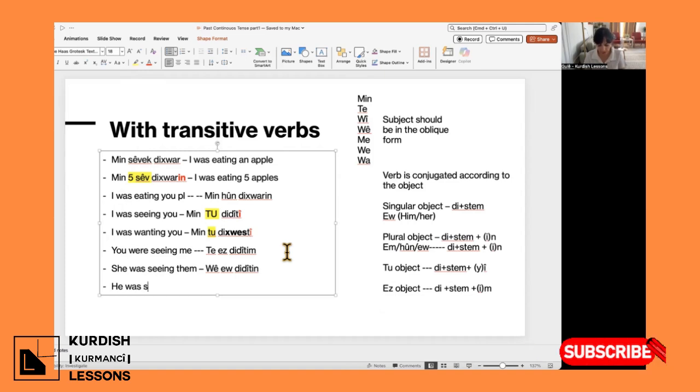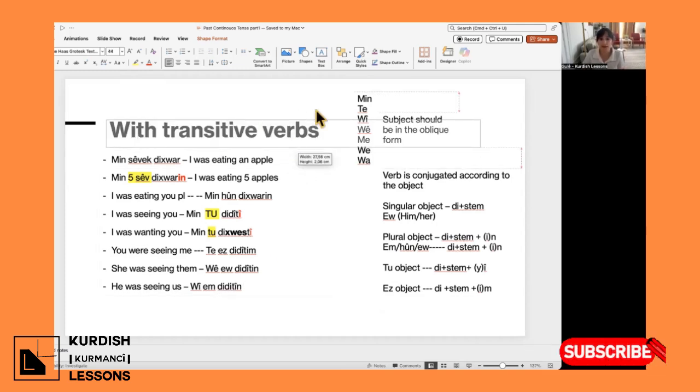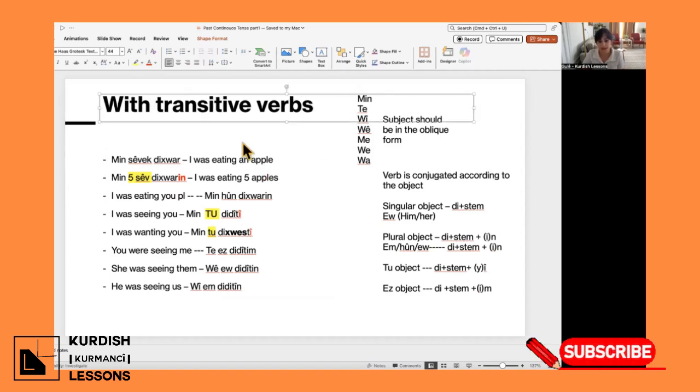He was seeing us. We am the deten. He was seeing us. Okay.